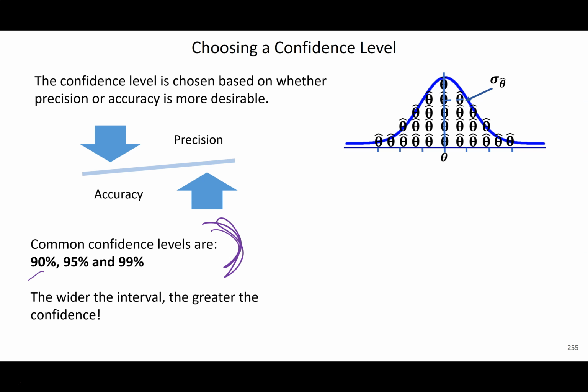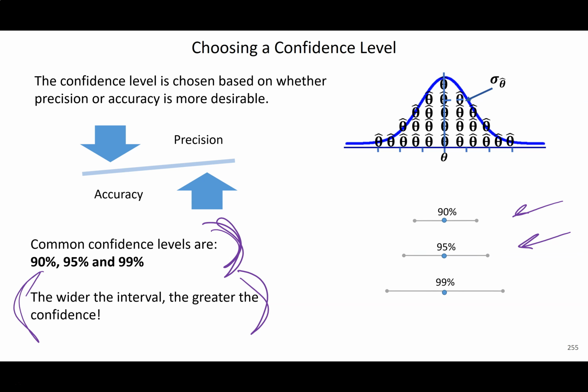In general, the greater the confidence, the wider the interval. So you increase your confidence, you increase how wide it is, because you're basically casting a bigger net in order to be more likely to actually capture the value of the parameter. So here's the same point estimate for all of these. Here's a 90% confidence interval, here's a 95, here's a 99. If I increase my confidence, it gets wider and wider.